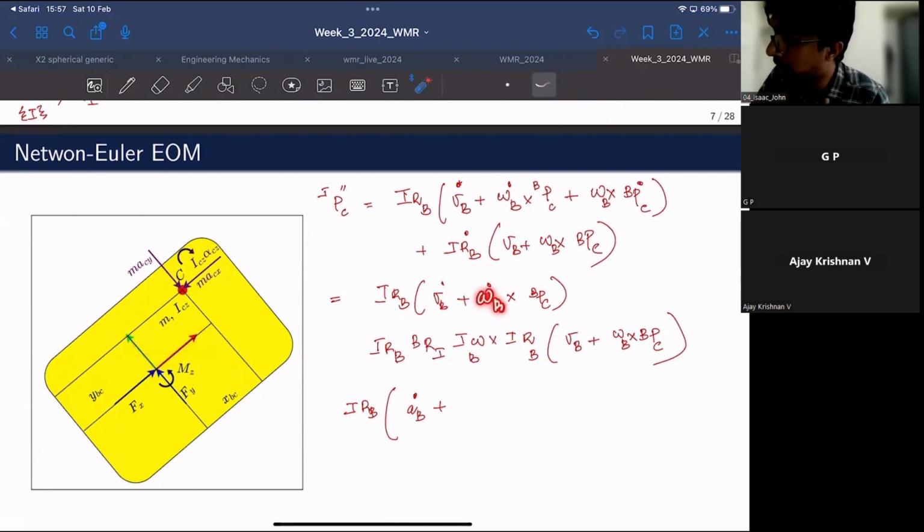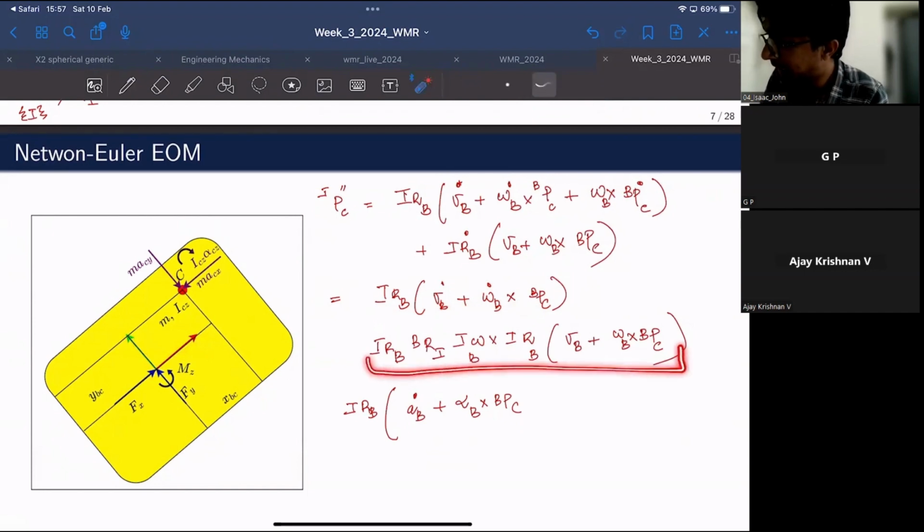And omega B dot, the derivative of omega B, is the angular acceleration, alpha B, right? So this is alpha B cross VPC. This is what I have written so far. We still cannot close this bracket, because we have the second term also.